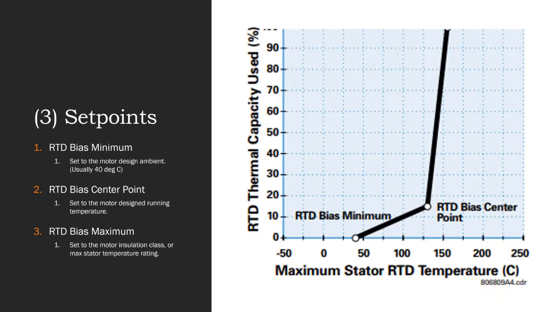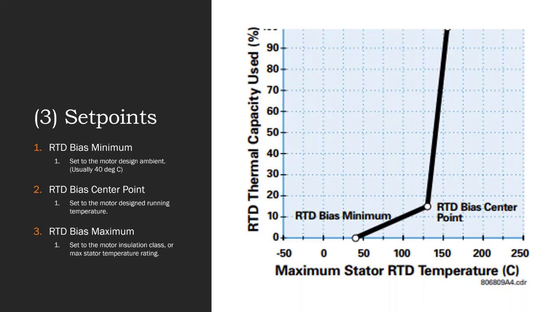Okay, let's get into what is actually going on here and some of our settings. Like I said, the RTD bias is meant to augment the motor thermal model. Here we have a chart that shows the 3 points that we need to input into the relay, the 469 or 869. The first point is the RTD bias minimum, in the lower left-hand corner. That is set to the motor design ambient temperature, which 95% of the time is going to be 40 degrees C.